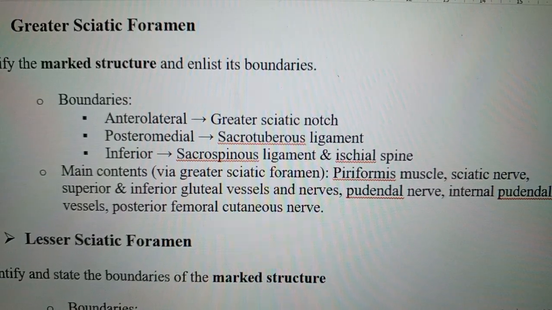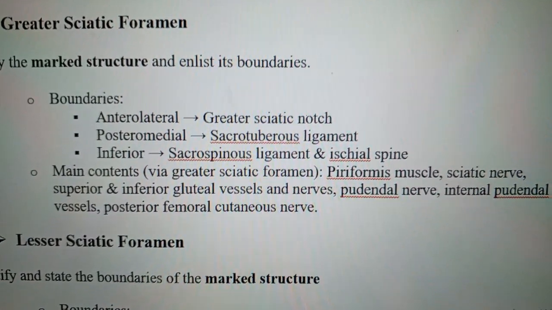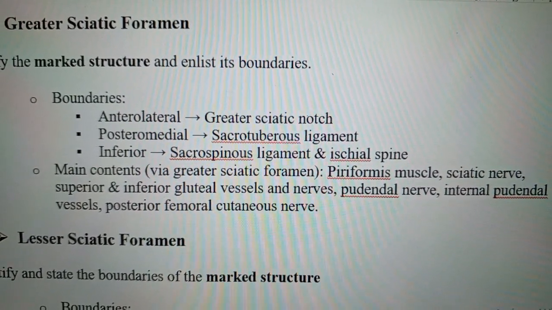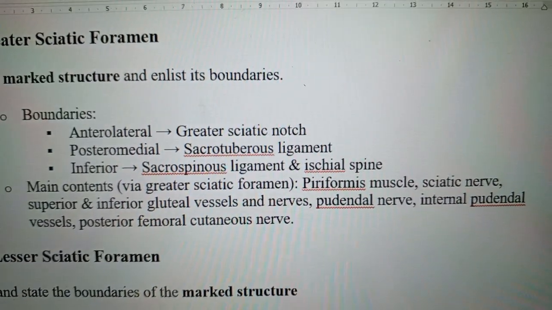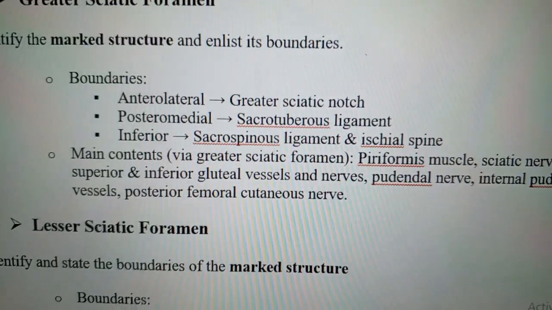Main contents of the greater sciatic foramen are piriformis muscle, sciatic nerve, superior and inferior gluteal vessels and nerves, pudendal nerve, internal pudendal artery and vessels, posterior femoral cutaneous nerve.